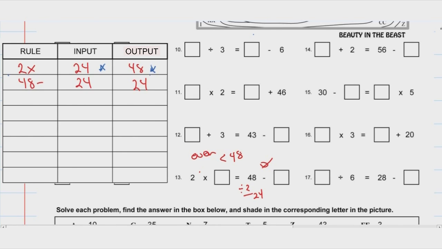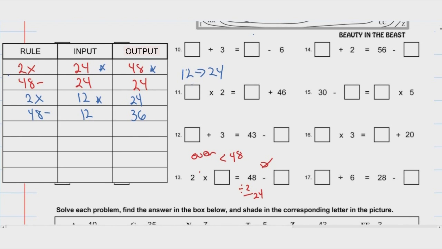So if I was thinking about this, I'd probably cut 24 in half and try 12. So let's try 12. Put 12 here and 12 here. This is 2 times. This is 48 minus. And 2 times 12 is 24. And 48 minus 12 gives us 36. And this tells us now the number is too small.